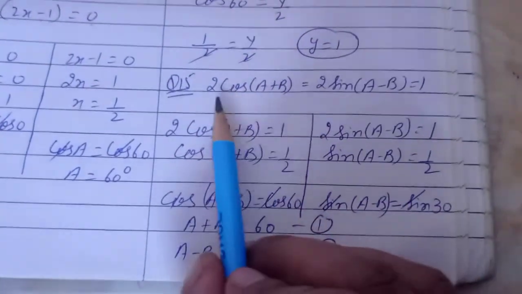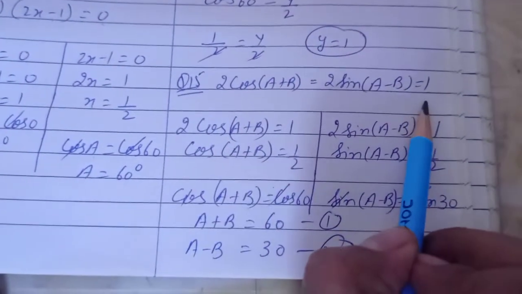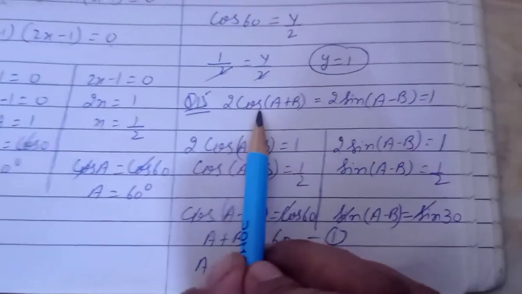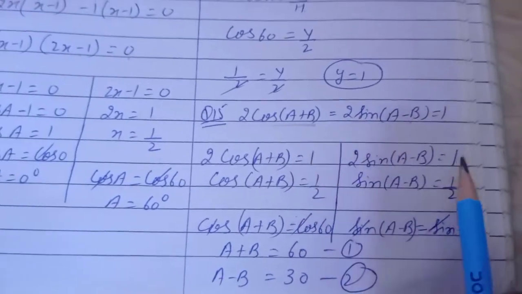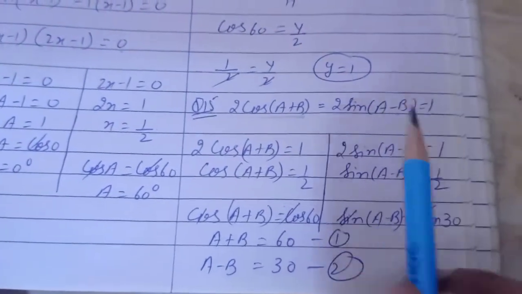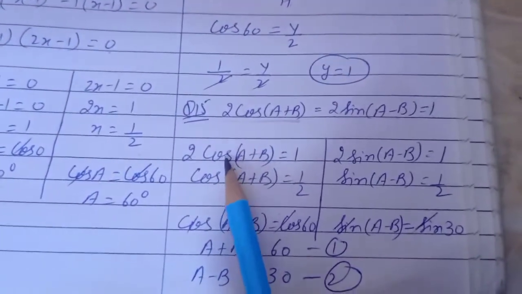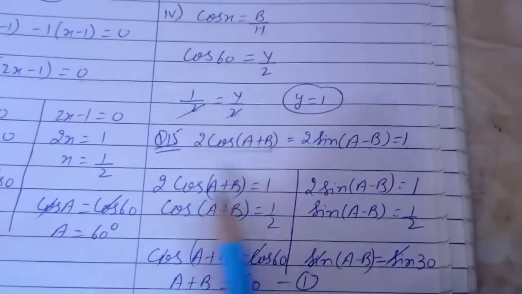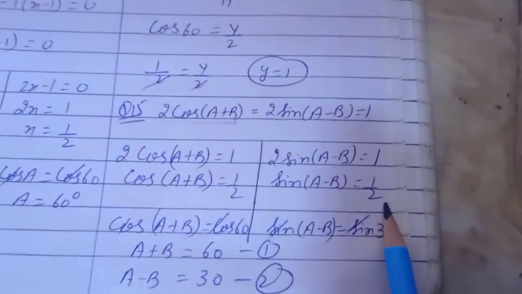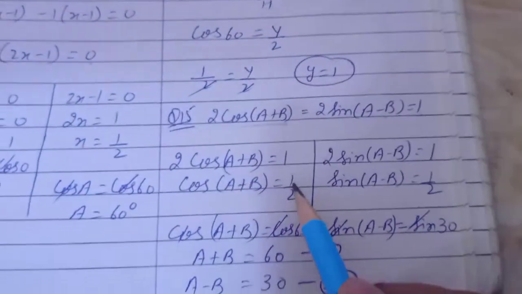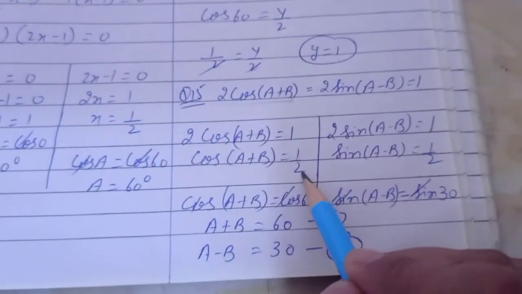Last question. See, this expression is given. Very important question. From here I can say that this term is equal to this constant as well as this term is equal to this constant. Same. Clear? So same procedure. Cos of a plus b, 2 can be taken over here, 1 by 2. Sin of a minus b, 2 can be taken over here, 1 by 2. Now what is cos? Cos is 1 by 2 at which angle?